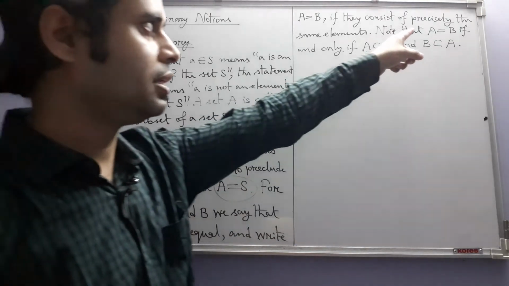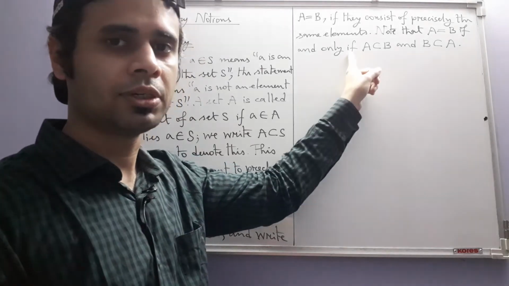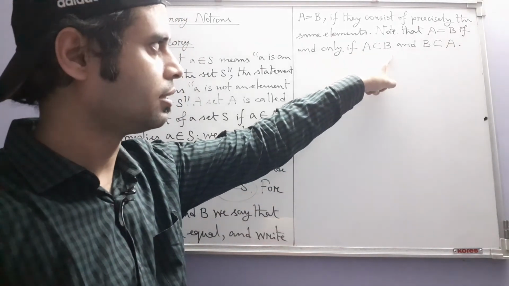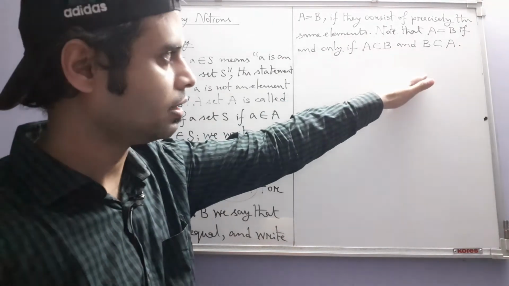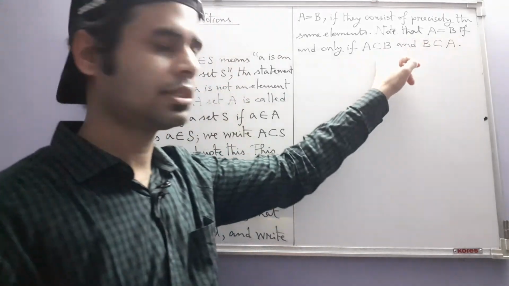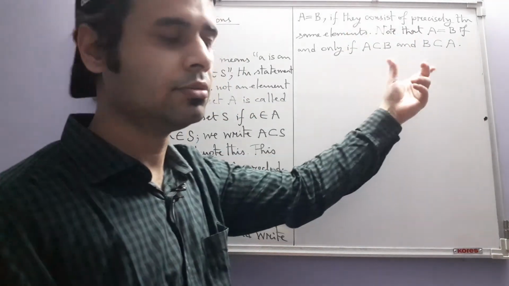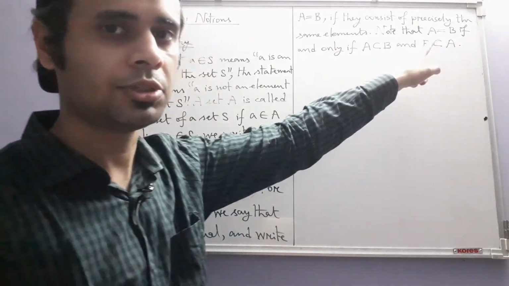If A and B are the same, then automatically A is a subset of B, because if you write A here in place of B, then every element of A is automatically in A, and this also becomes the same statement. So if this is true, then these two things are true. Conversely, if these two things are true, then this has to be true.